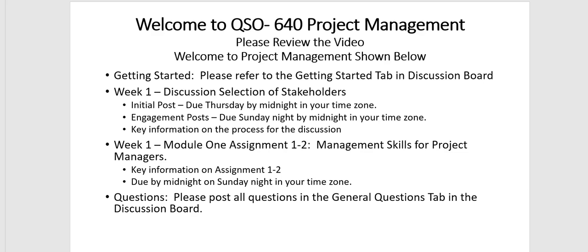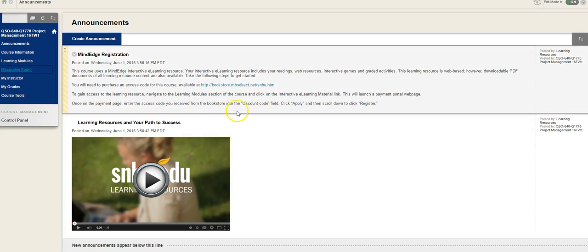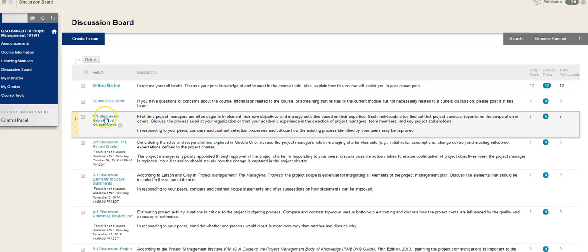Let's get right to week one on the discussion, the selection of the stakeholders. Initial post, of course, is due Thursday night, and follow-up posts are due on Sunday night. Any discussion posts that are late past Sunday night will be a 0. Key information on the processes. Let me go down here and bring up the discussion board, and we'll look real quickly at what's required.